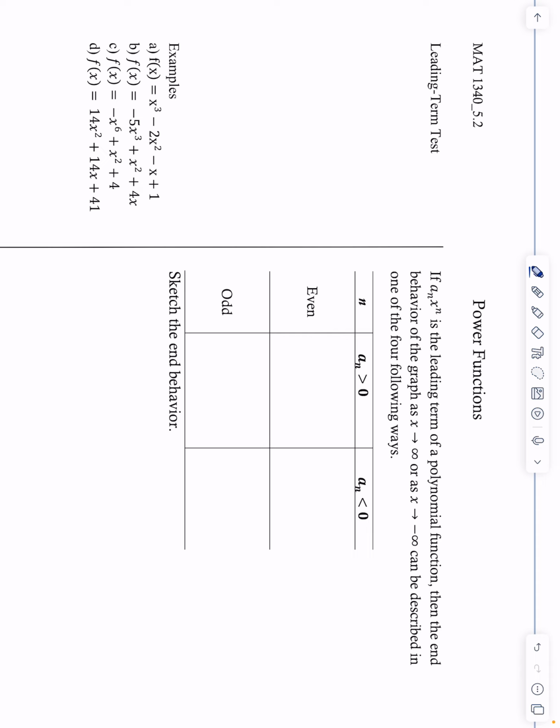So the leading term test, that's the A, or in our quadratic, or the A sub n if we are talking about a power function. Officially in the quadratic it would be A sub 2. So it is the number, the coefficient attached to the variable with the highest power. So let's get that in here. Coefficient attached to the variable with the highest power.